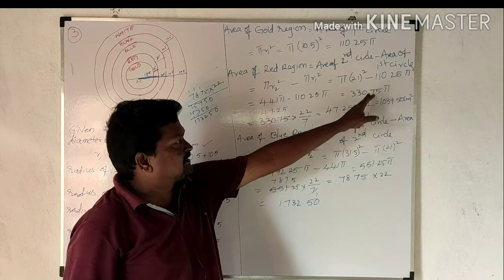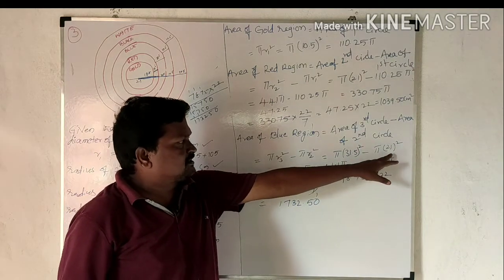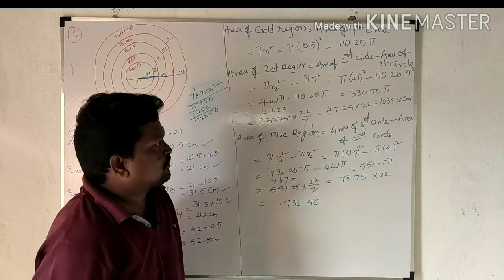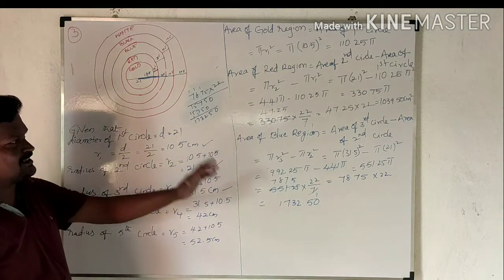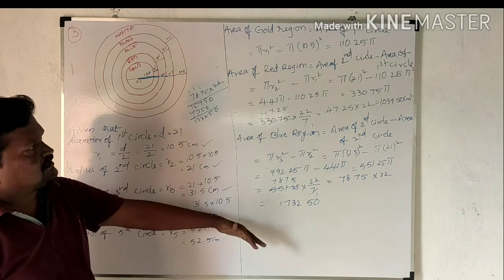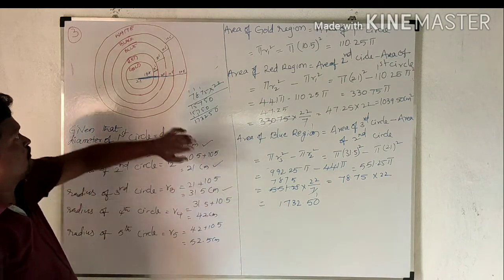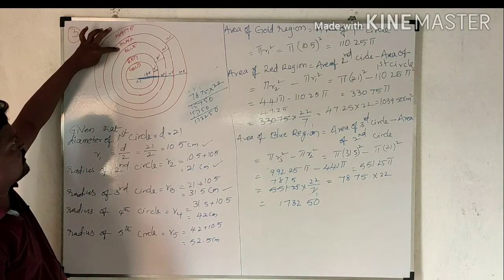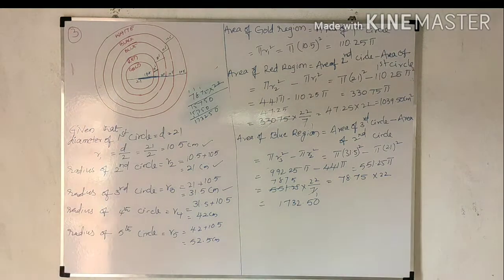Here we were taking this area directly, but not like that. You just have to take 21 whole squared. Okay, here only the calculation part is somewhat difficult, and the remaining thing is very easy. Don't worry. Now remaining, we have to find the area of black and the area of white.